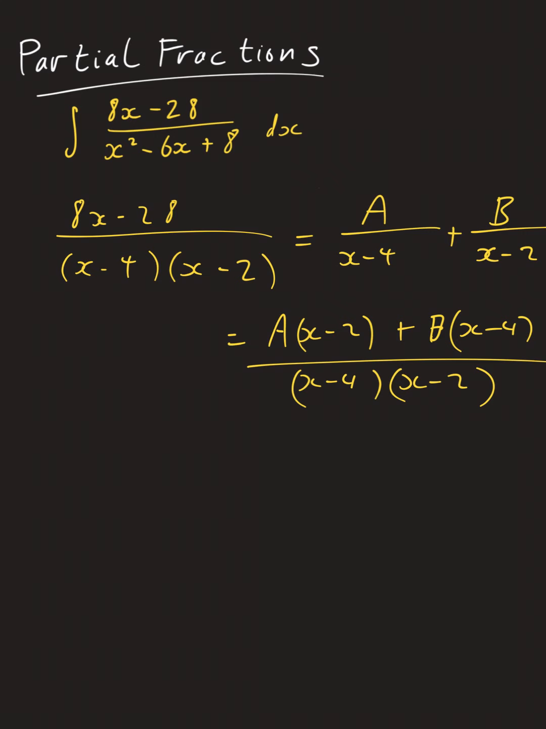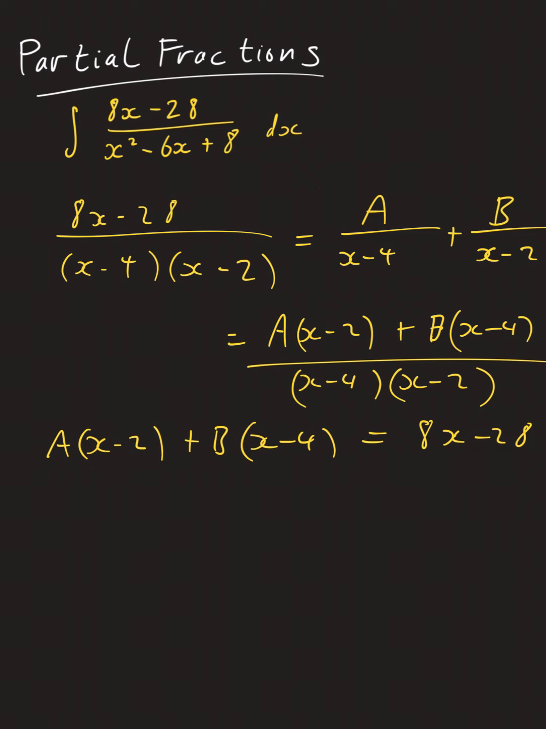So if these two things are equal, then the numerators must be equal because the denominators are, and so a times x minus 2 plus b times x minus 4 must be equal to that numerator on the left, 8x minus 28. Now, we're assuming that a and b are just numbers. They don't have any x's in them, they're constant.